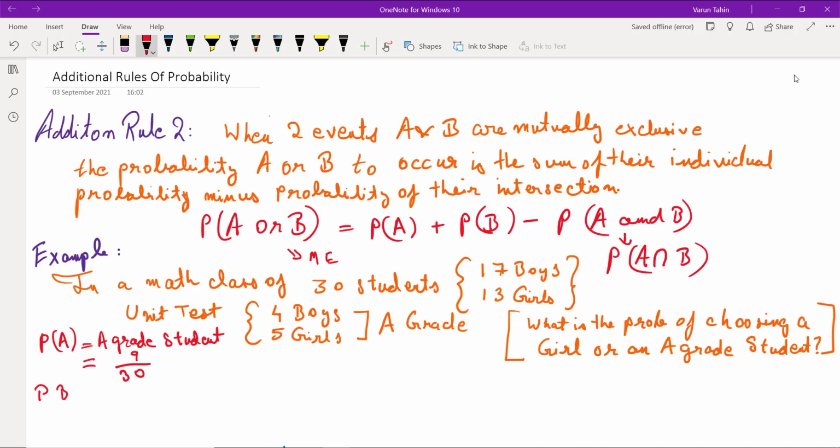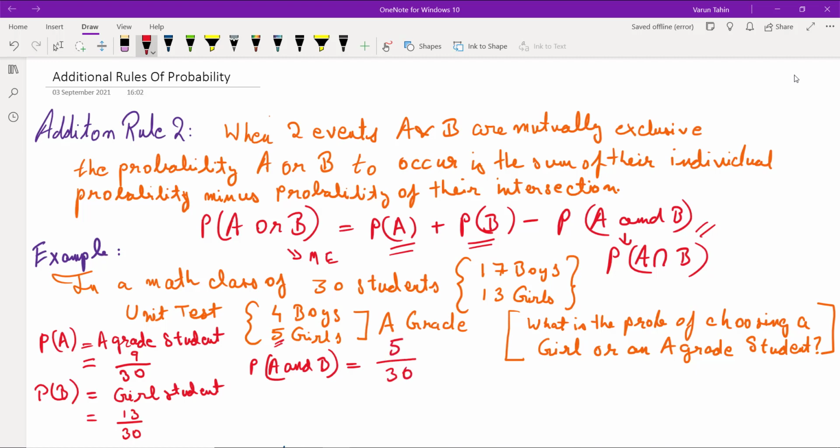Then there is P(B), which is girl student. So what will be the number here? It will be 13 out of 30. Okay. So we are only finding the girl student. So there are 13 out of the 30 students, irrespective of the grades we are talking about. Okay. So all these components are calculated now, and what is left is this component, which is P(A and B). So P(A and B) will signify the girl student who has got A grade in the class, and who are only 5 here, you can see. So out of 30, only 5 girls have got A grade.